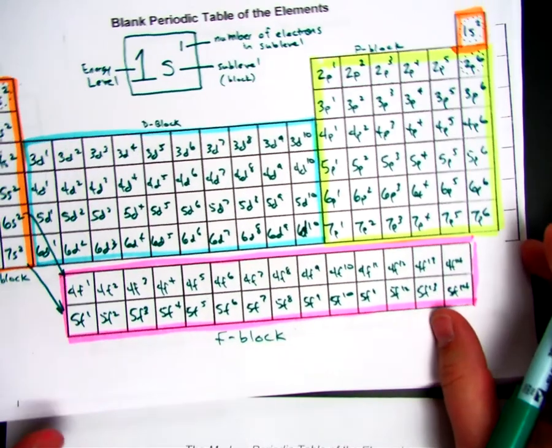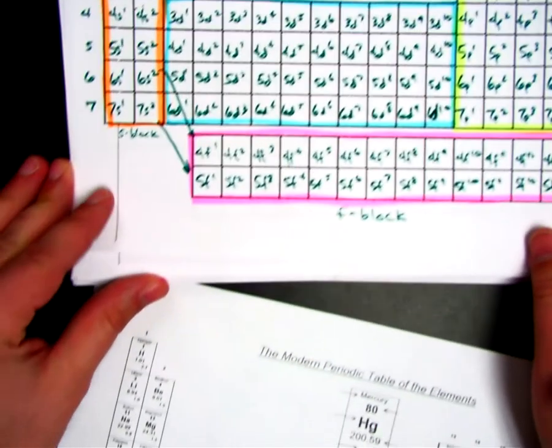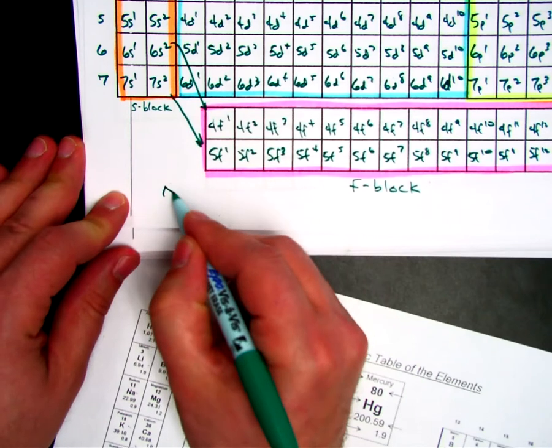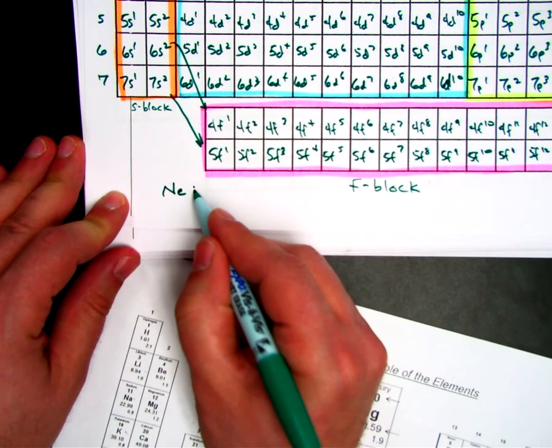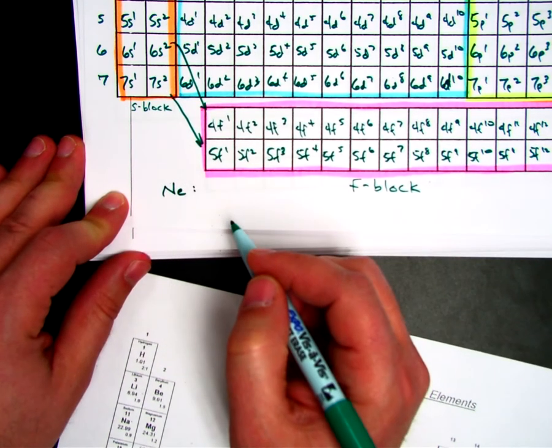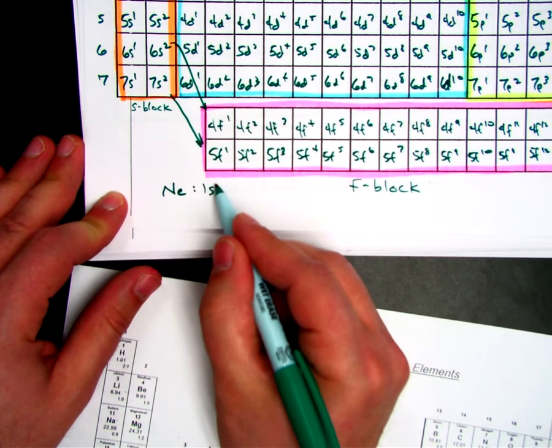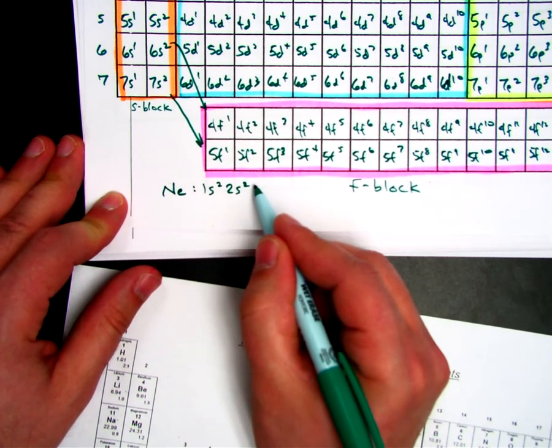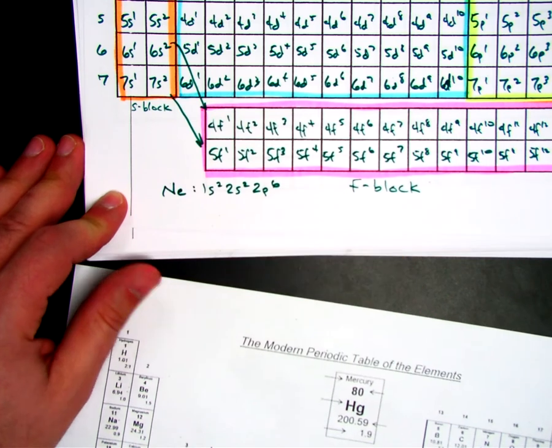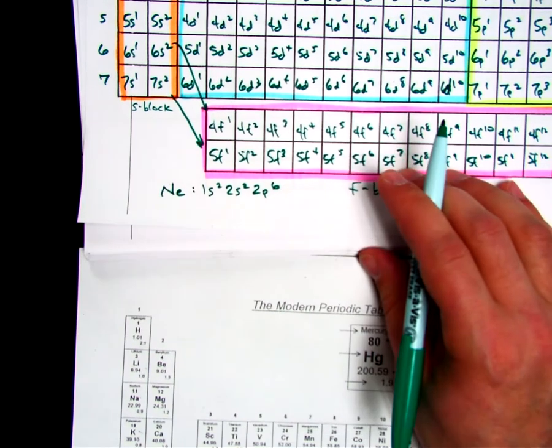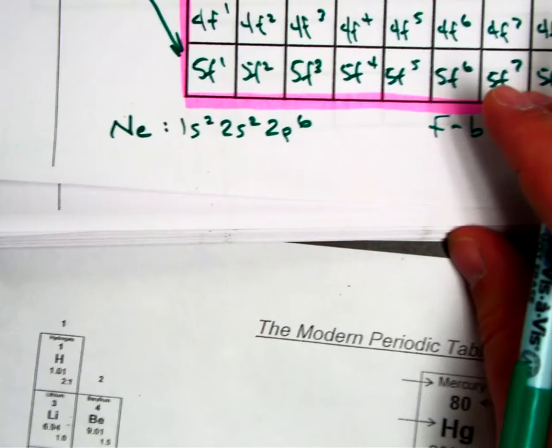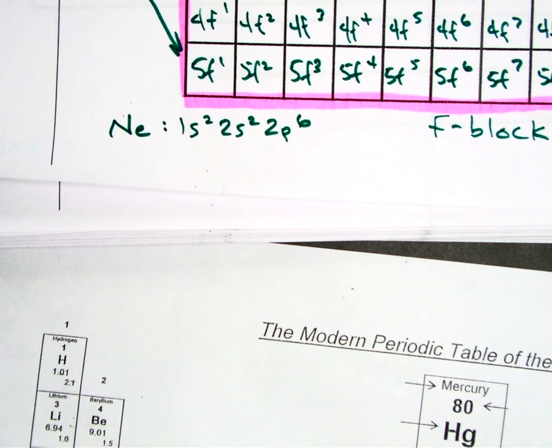So how I would show the electron configuration of neon is like this. I'd write its symbol, Ne, and then I would put all those places that I noted on the way there: 1s2, 2s2, 2p6. That is neon's electron configuration. 1s2, 2s2, 2p6. All three of them.